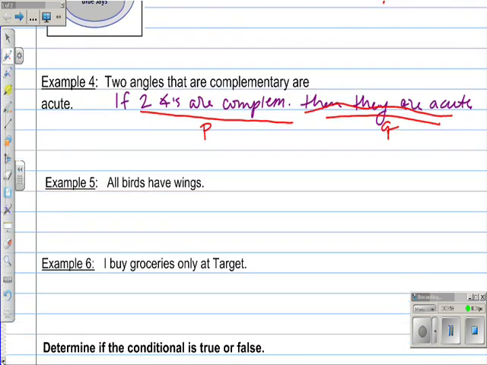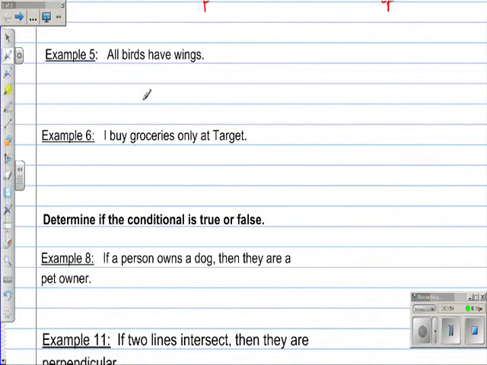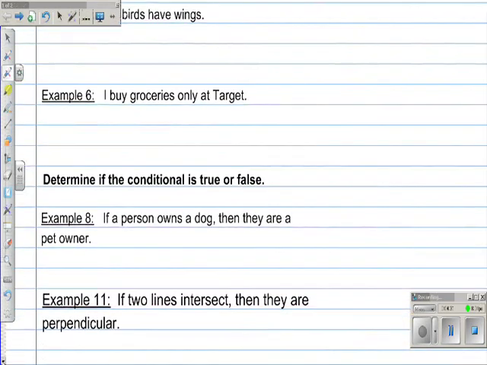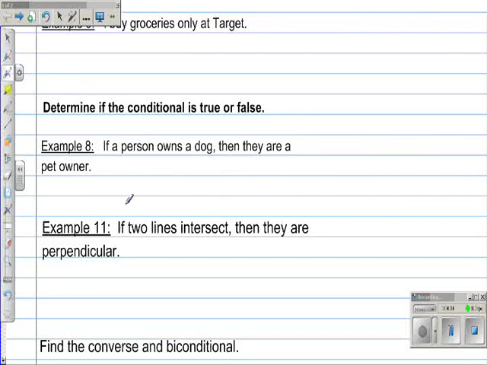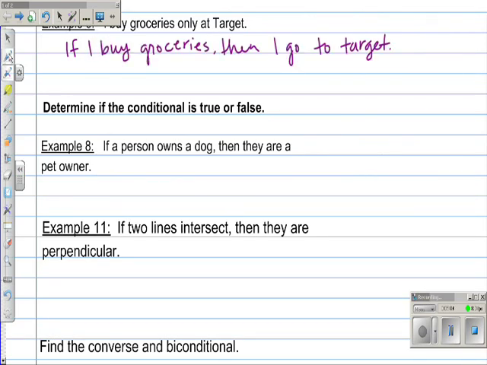Okay? So, we're going to do one more. Number 5 would just be, if it is a bird, then it has wings. Number 6, if I buy groceries, then I buy them at Target, is what that's saying. Okay? So, if it's true or false, you can look at it and state its validity. If I buy groceries, I buy them only at Target. Well, that's only going to be true if you only shop at Target. Somebody who shops at, say, Walmart, that might not be true. This statement right here, if I buy groceries, you don't have to go to Target. Okay? So that one could be true, but it easily could not be true.